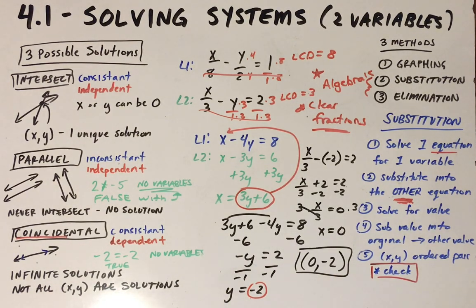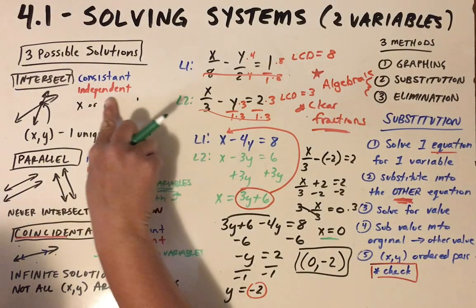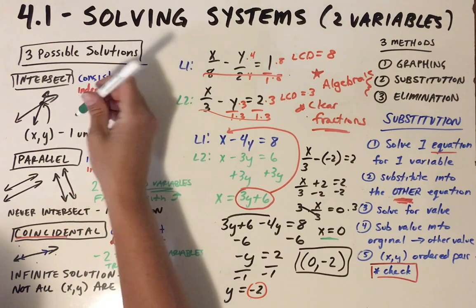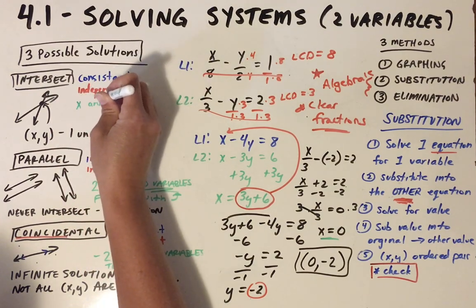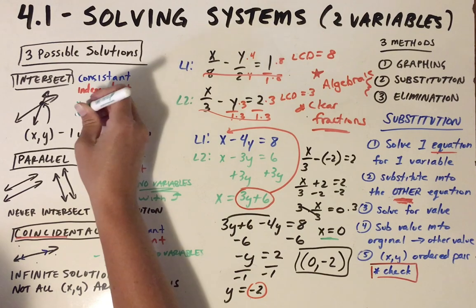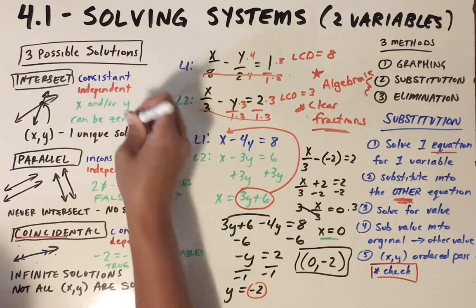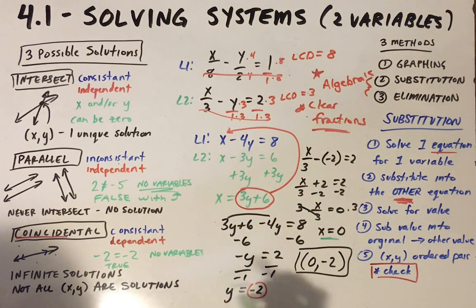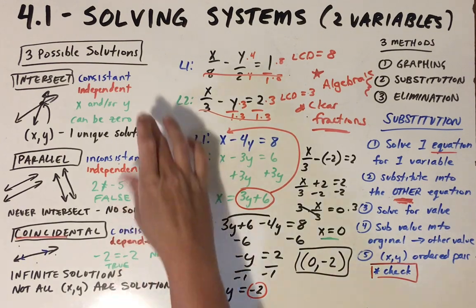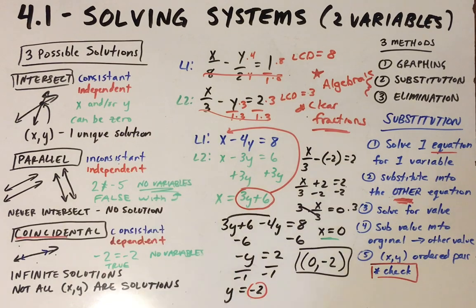So algebraically, again, this is what this looks like. You can notice here, one more time, that x and/or y can be 0. 0 doesn't mean that they're parallel or coincidental. It just means that the value of x or y is 0. Okay, so algebraically, this is what they look like. These are the types of solutions that they are. Graphically, this is what this looks like, and this is substitution.